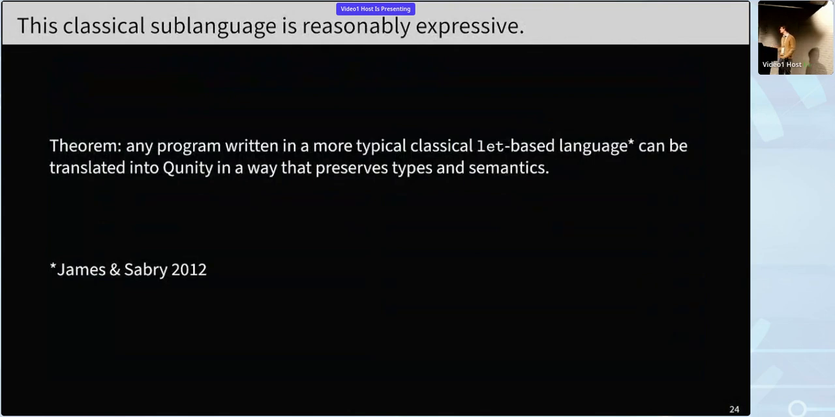And we do prove this in our paper. We prove that any program written in a more typical classical let-based language can be translated into Qunity in a way that preserves types and semantics. We use this specific language from a paper of James and Sabry 2012 because its type system encodes reversibility in a way that translates nicely into Qunity, but it's a fairly typical looking language, a first order classical functional language.